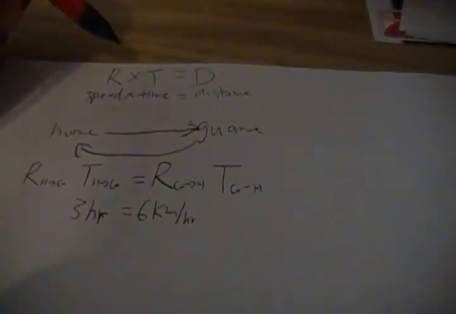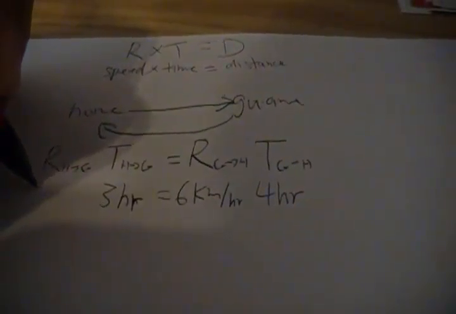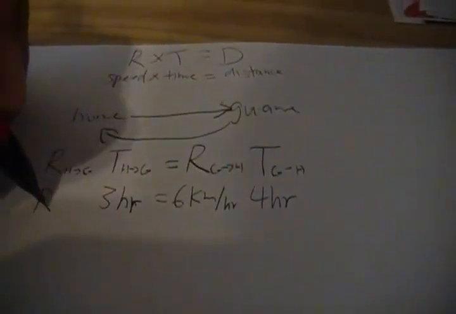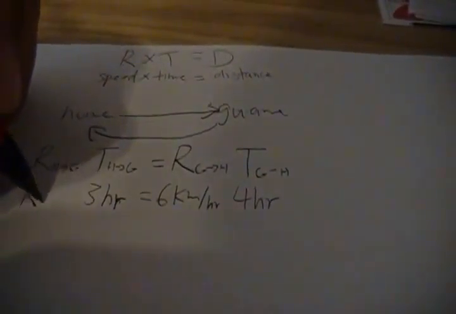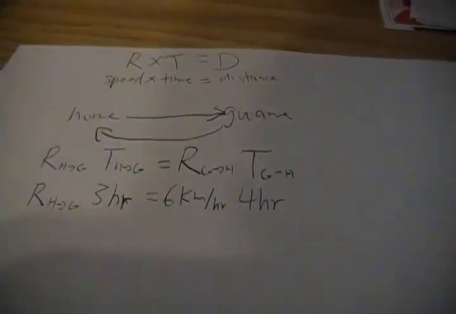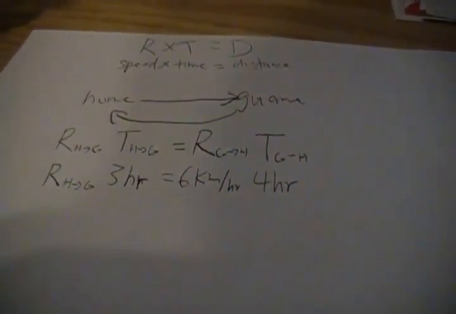Alright, what else do they give us? It says the time going from Guam to home took 4 hours. So what we want to know is the average rate, or speed, going from home to Guam. This shouldn't be too hard.